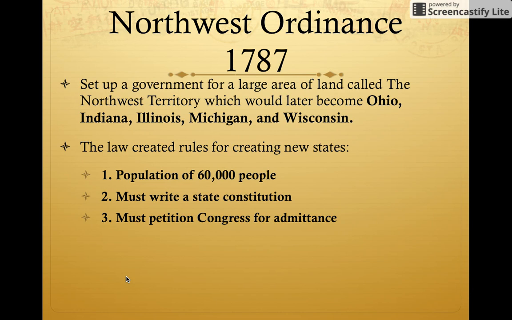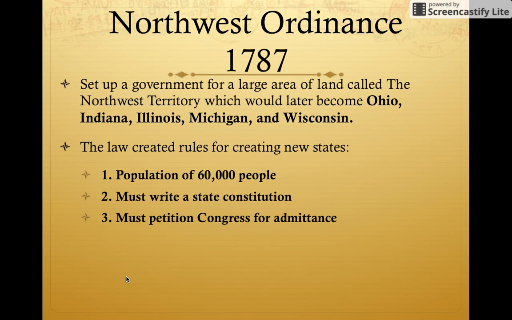And under the Northwest Ordinance of 1787, this Northwest Territory, they had some different laws as well. And so they had not yet become a state, but if they wanted to become a state, this is what they had to have. A population of at least 60,000 people in that state. They had to write a state constitution and they had to petition Congress for admittance into the Union.